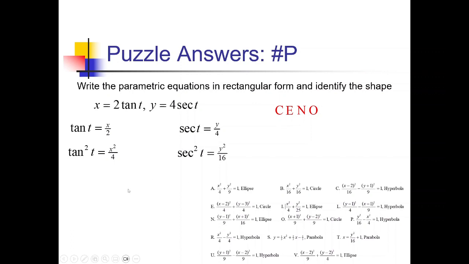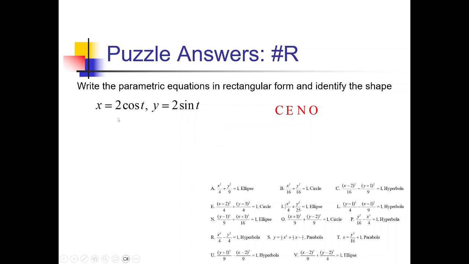Now I can use the secant squared minus tan squared equals 1 identity that I've used on a few problems in this puzzle. So that's going to be y squared over 16 minus x squared over 4 equals 1. Since I have squared variables and subtraction, that's going to be a hyperbola. And looking at my answer, I've got the same expression and hyperbola, so this one checks out. On to the next.